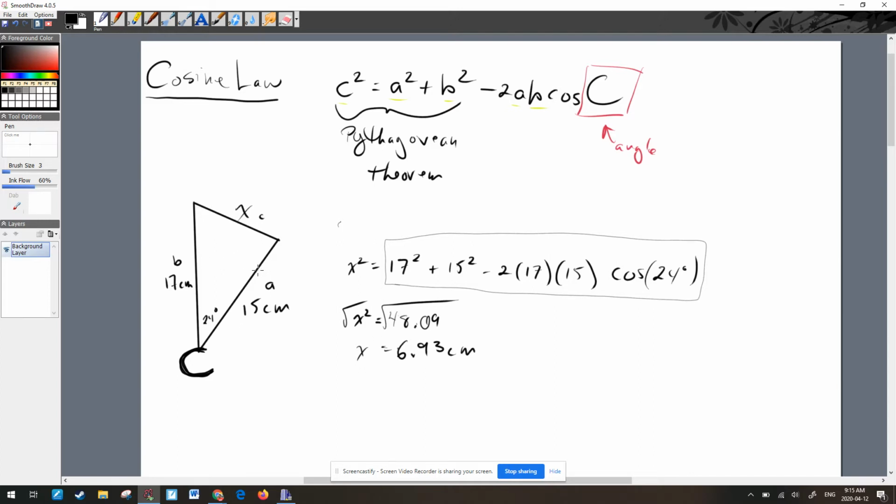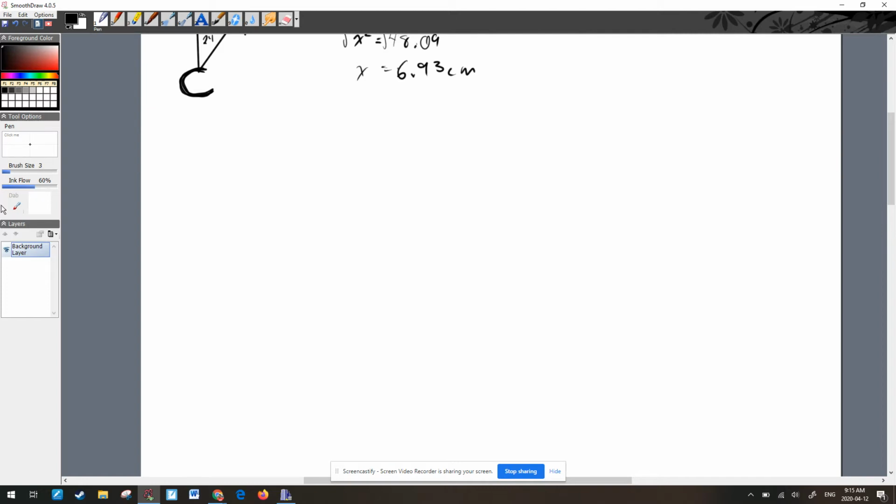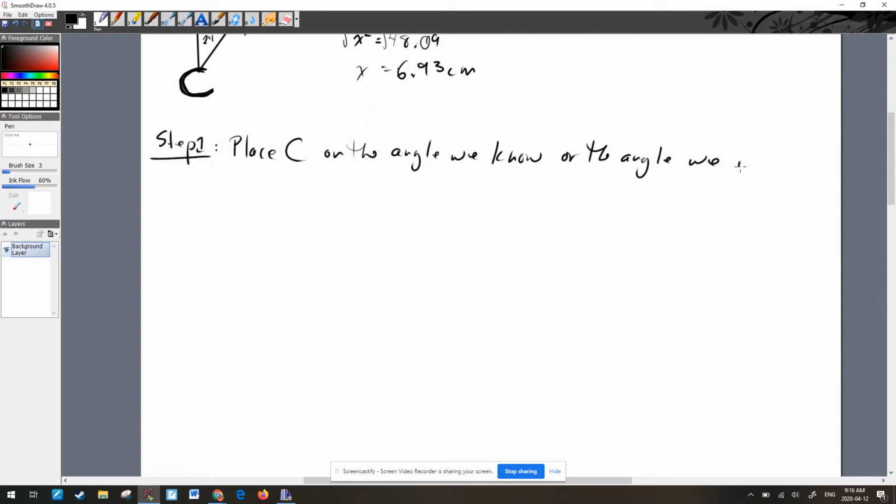Okay, so I'm going to list out our cookbook recipe. We've done one example, and then I'm going to give you a few examples to try working through. Our first step, step one in our cookbook recipe, is we are going to place the uppercase C on the angle we know or the angle we want to know.